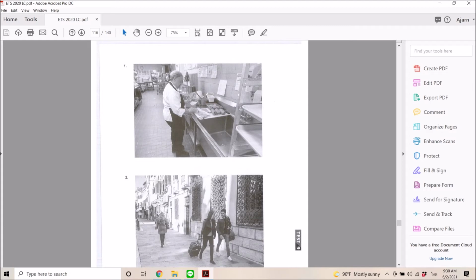Part 3. Directions. You will hear some conversations between two or more people. You will be asked to answer 3 questions about what the speakers say in each conversation. Select the best response to each question and mark the letter A, B, C, or D on your answer sheet. The conversations will not be printed in your test book and will be spoken only one time.